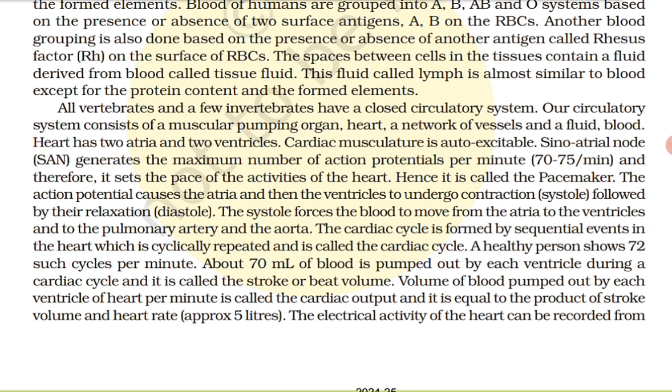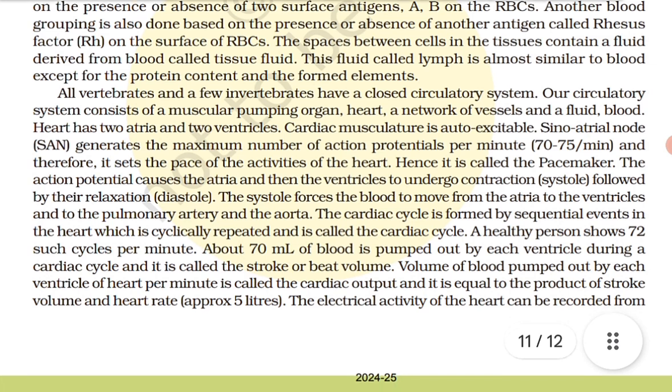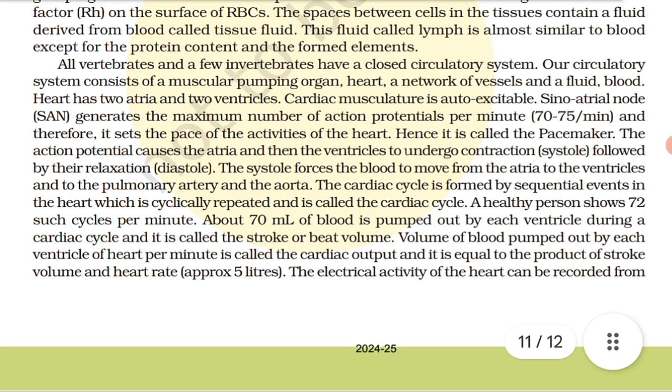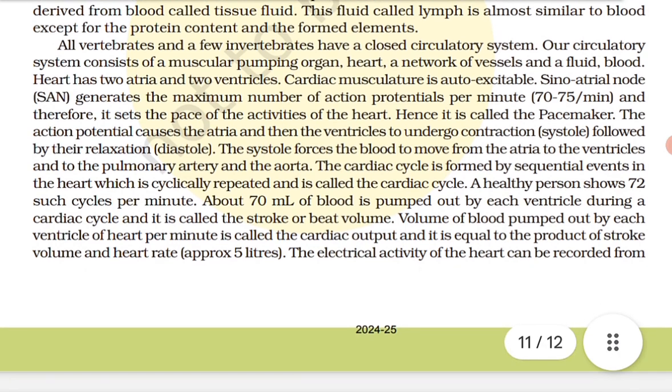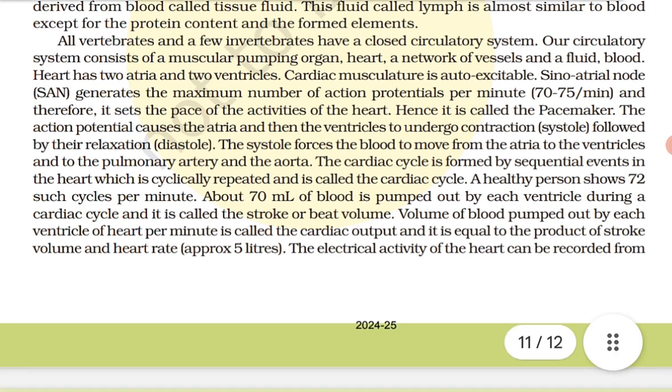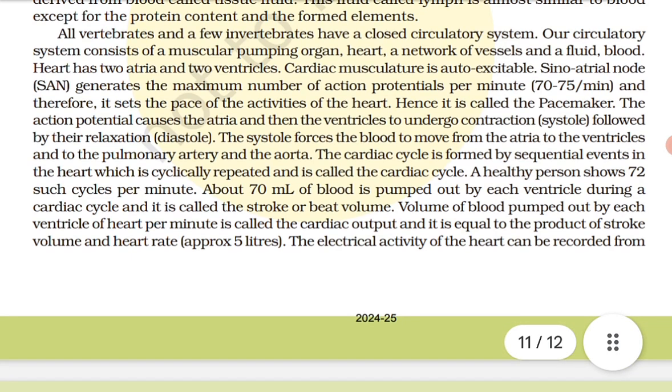About 70 ml of blood is pumped out by each ventricle during a cardiac cycle and is called the stroke or beat volume. Volume of blood pumped out by each ventricle of the heart per minute is called the cardiac output and is equal to the product of stroke volume and heart rate, approx 5 liters. An important line: the volume of blood pumped out by each ventricle per minute is called the cardiac output.